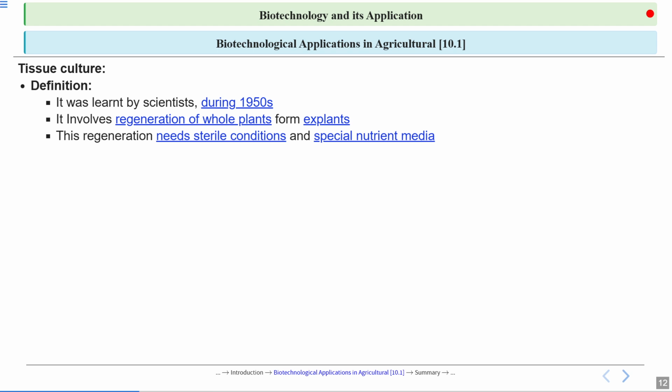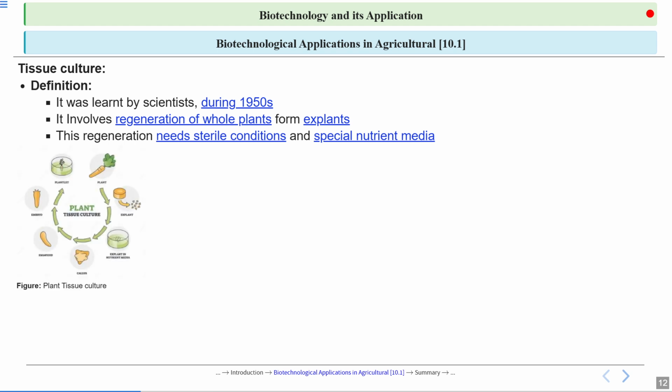This regeneration needs sterile conditions and a special nutrient medium. What does this regeneration need? It needs sterile conditions, meaning conditions free from any contamination of microbes, fungi, anything, and a special nutrient medium. The medium in which it is going to grow should have some special nutrients. We will see in the upcoming slides what those special nutrients are.